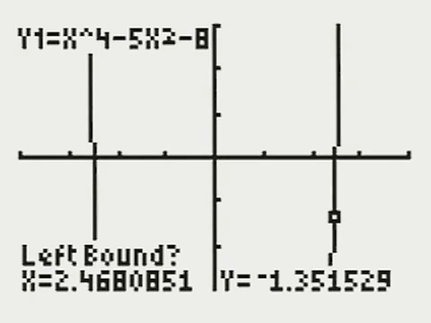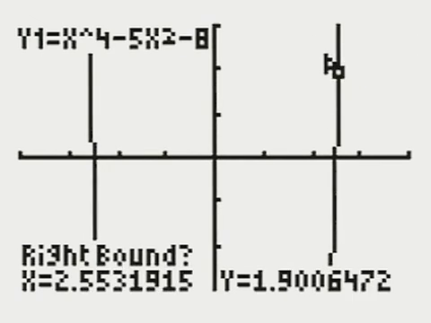We want to be to the left of that point. So we're to the left right now. We'll hit enter. I'm going to go to the right next. Move over one. Hit enter. And remember that we can use the bound as a guess. So we'll just hit enter here. We'll see that our second solution is x equals 2.50.